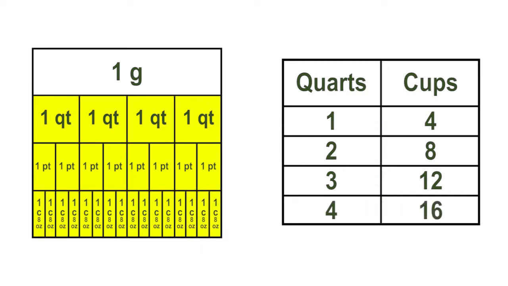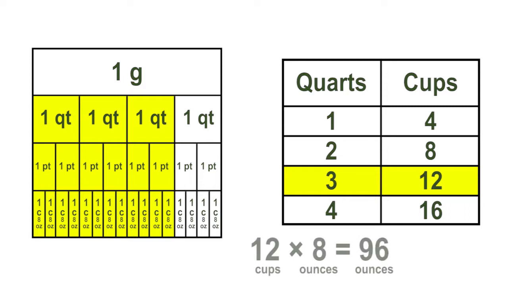If we need to find out how many ounces there are in 3 quarts, we will take what we know from our graph and table. From the bar graph, we can see that there are 8 ounces in 1 cup. We want to find out how many ounces are in 3 quarts. Looking at our 2-column table, there are 12 cups in 3 quarts. If there are 8 ounces in 1 cup, then how many ounces would be in 12 cups? We would multiply 12 cups by 8 ounces to get a total of 96 ounces in 3 quarts.